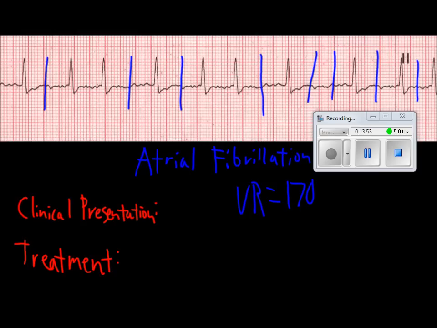With my ventricular rate kicking this fast, let me backtrack. Atrial fibrillation itself, just the underlying rhythm, is already a communication problem between the atria and the ventricles. Now we're adding to that complex problem a reduced ventricular filling time, because my ventricular rate is 170.